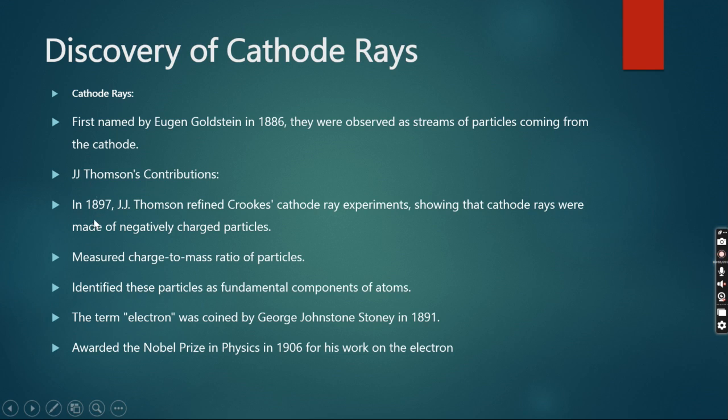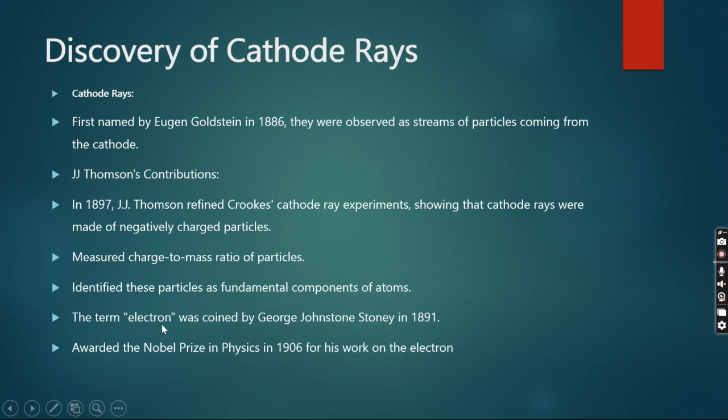What J.J. Thomson did in 1897, he refined Crookes cathode ray experiment. He said that these cathode rays were made up of negatively charged particles. He measured the charge to mass ratio. He identified these are the fundamental components of atom.